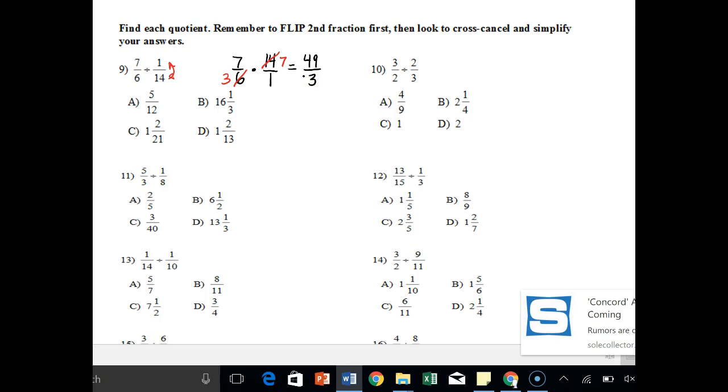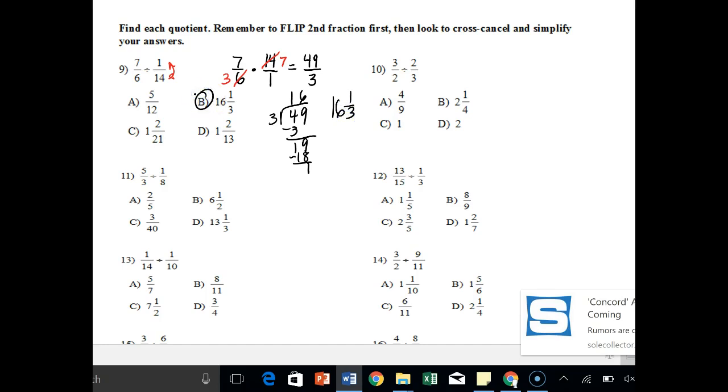Obviously that's not my answer because it's an improper fraction, so 3 can go into 49 how many times? 3 can go into 4 1 time. That's 3 with 1 left over. Bring down my 9. 3 can go into 19 6 times. That's 18 with 1 left over. So my answer is 16 with 1 left over and 1/3. B. It's a lot of work.